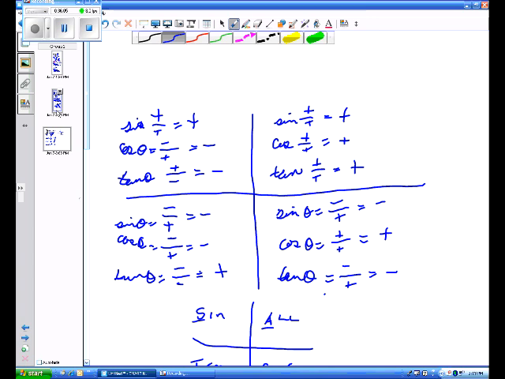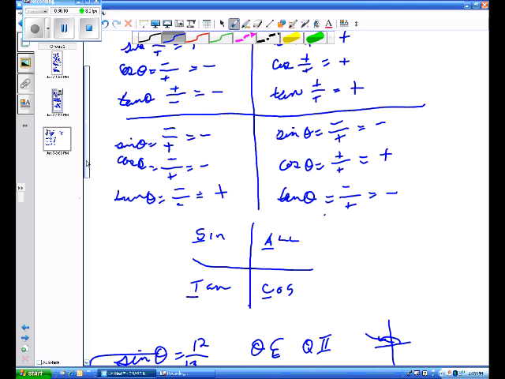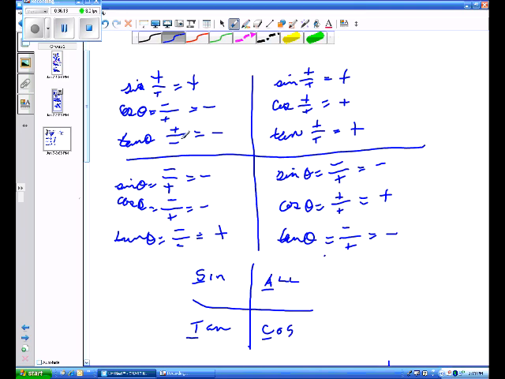And the other concept that you need to make sure that you know is in each quadrant, there's a function that's positive and the rest are negative, and you need to know which ones are positive in the 4 quadrants. So make sure that you memorize that. That's a concept you'll use all the time.